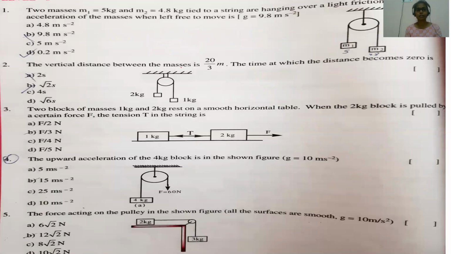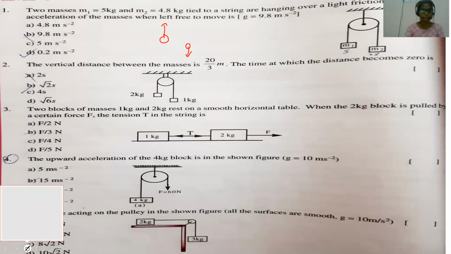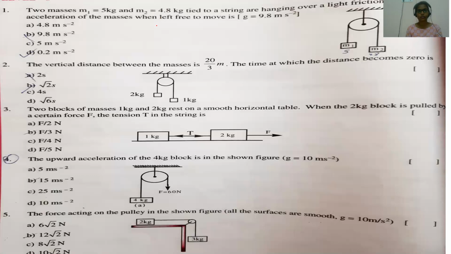The vertical distance between the block masses M1 and M2 is given. The time at which the distance becomes 0. So when the distance becomes 0, one block is going in the upward direction, and another is coming downwards. Okay, this is going up and this is coming down. Or let us take one more method. Yeah, see here, children, I'll just write this clearly for you.